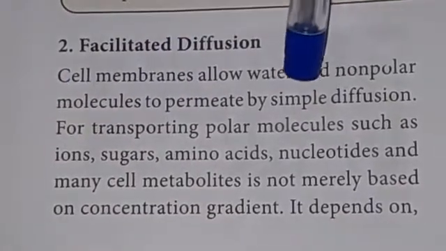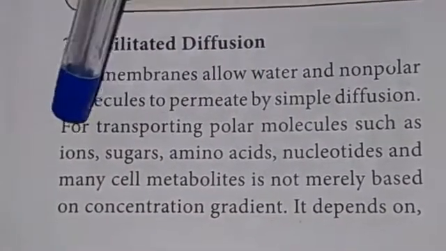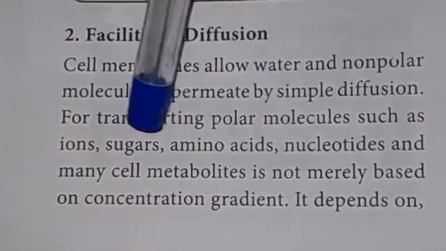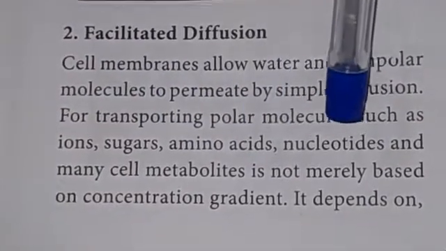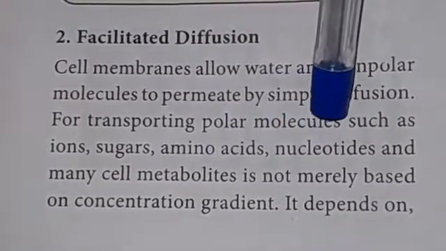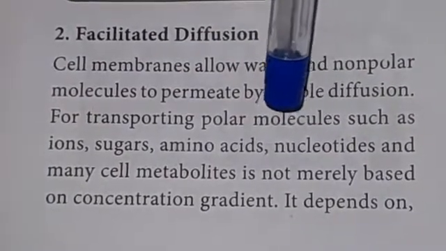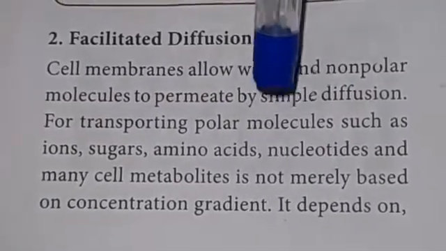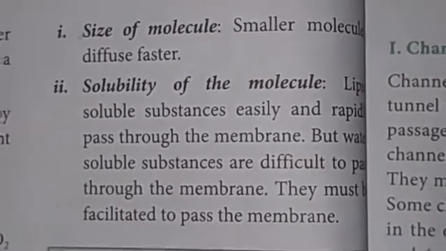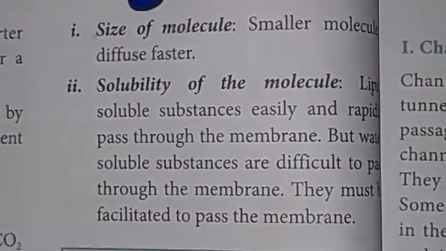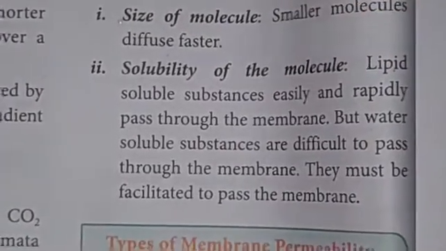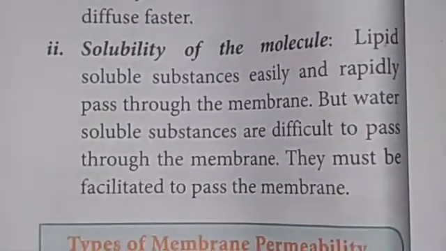Polar molecules such as ions, sugar, amino acids, nucleotides and many cell metabolites do not easily pass through the cell membrane. It depends on their concentration gradient and the size of the molecule. Smaller molecules can easily diffuse faster, whereas larger molecules cannot diffuse inside the cell membrane.